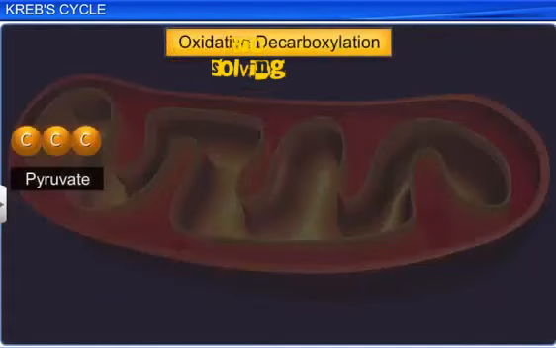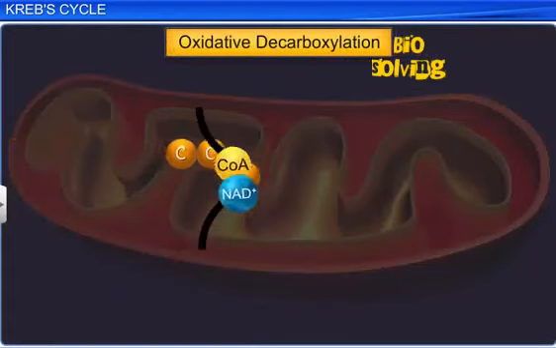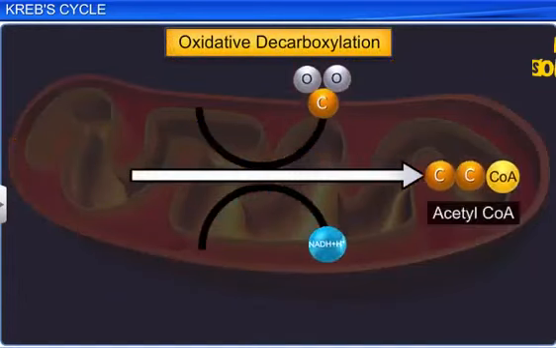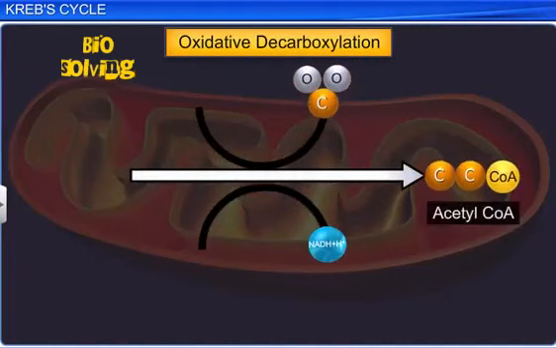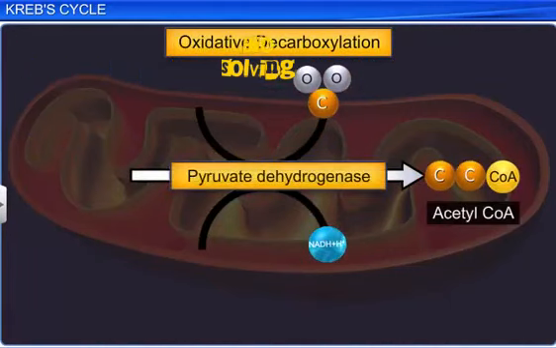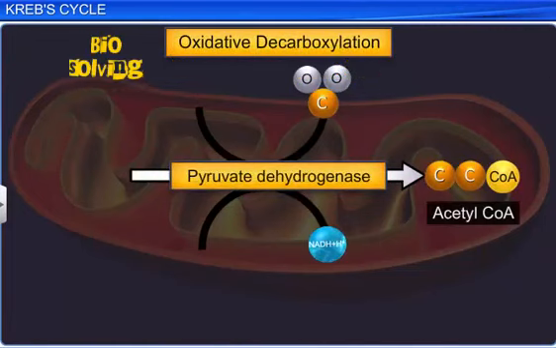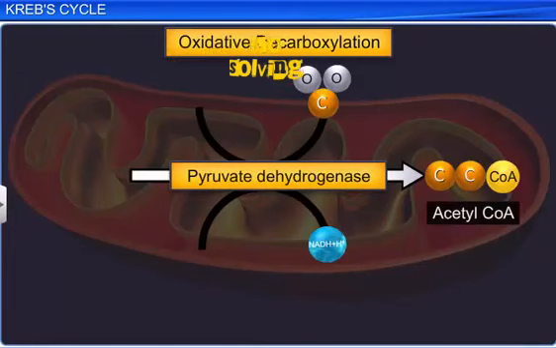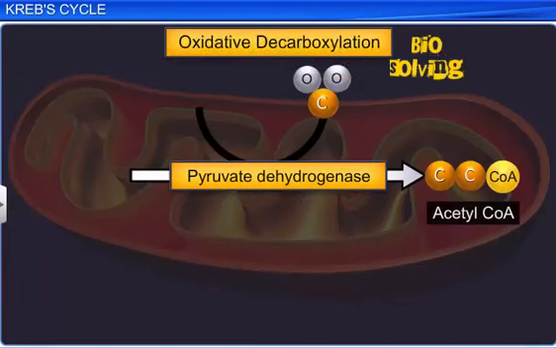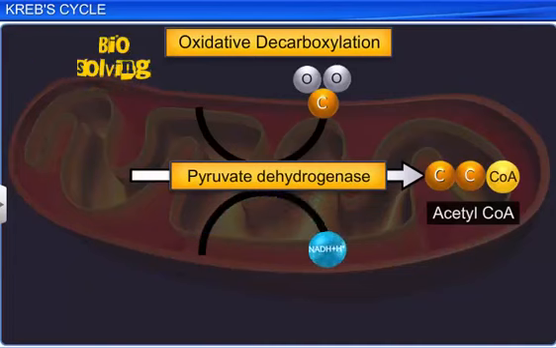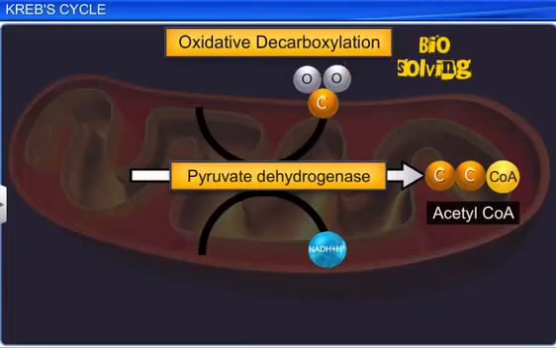Inside the mitochondria, the pyruvate undergoes oxidative decarboxylation in the presence of the pyruvate dehydrogenase enzyme, NAD+ and coenzyme A. The NAD+ is reduced to NADH plus H+, and coenzyme A combines with the acetyl group of pyruvate to form acetyl CoA.